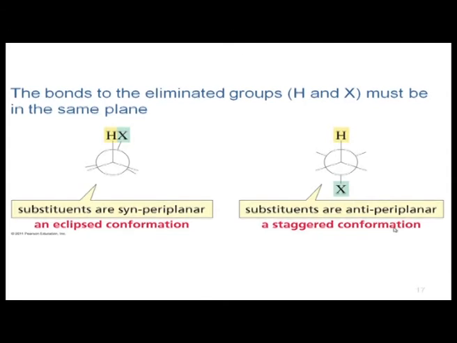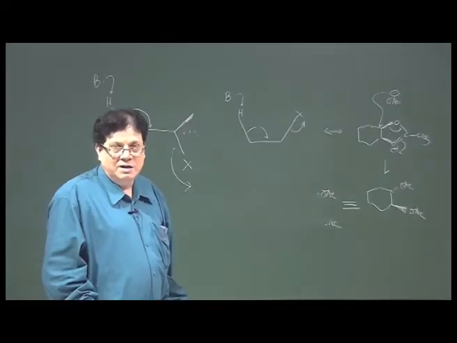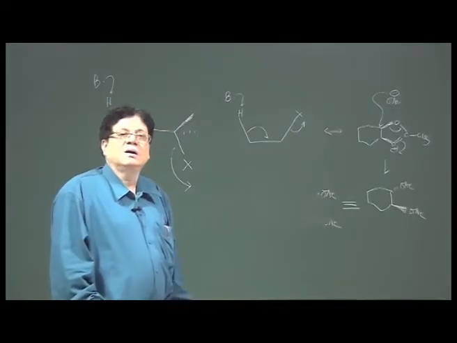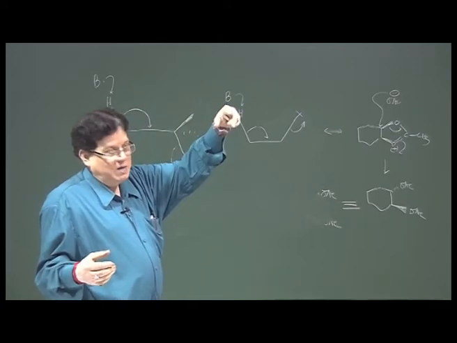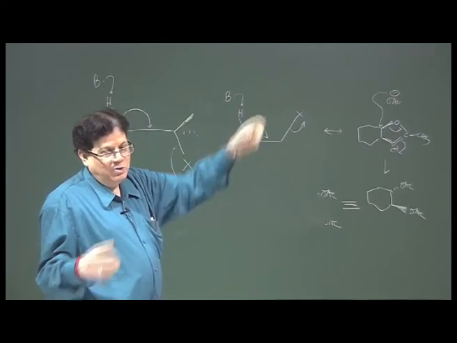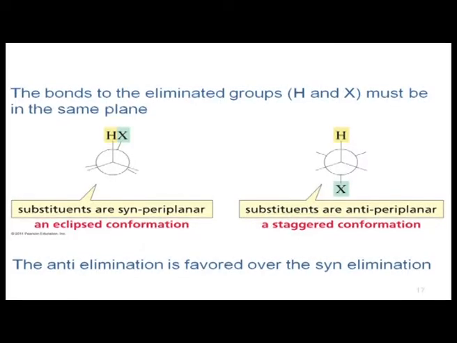So, what happens in elimination? The normal process involves the anti-elimination is favored over the syn elimination. There are cases where syn elimination takes place, but that is through a different kind of mechanism. When 6-member transition states are involved, then it could be a syn elimination, but otherwise if it is disjointed, that a base comes and attacks, takes up the hydrogen and the X leaves, then it is always the anti type of elimination that takes place.